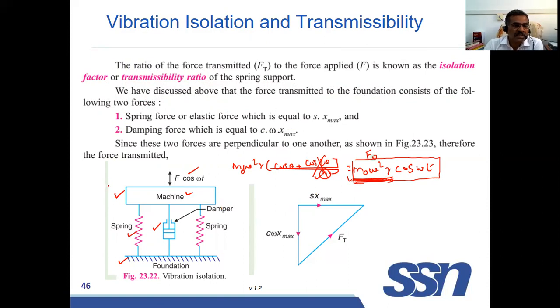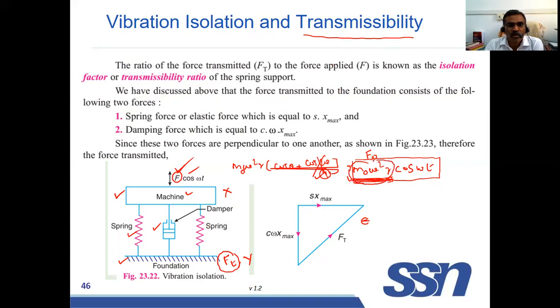So now, here the force is F, and the force transmitted to the foundation is, let us take, Ft. The amplitude of vibration here is X, and here, let us take, it is Y. In this case, the ratio of the force transmitted to the applied exciting force is known as transmissibility, denoted by epsilon. What is transmissibility? Force transmitted to the foundation divided by the exciting force.